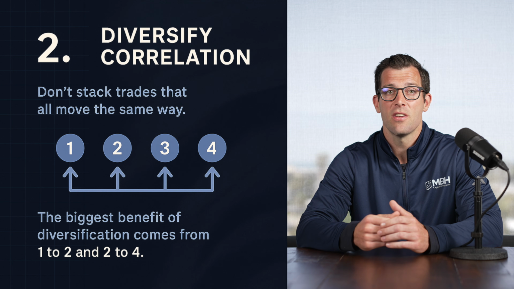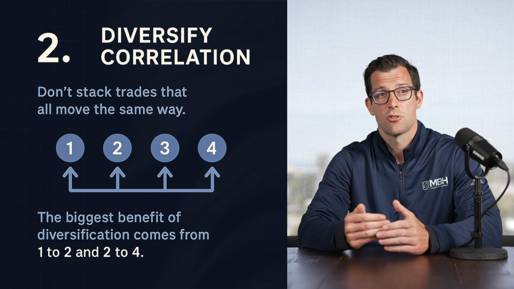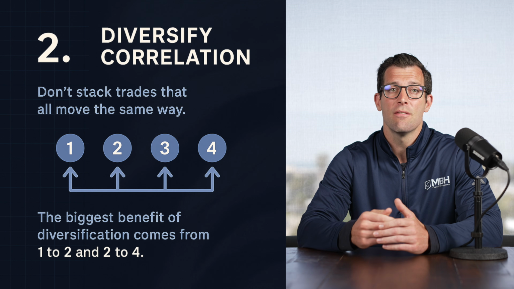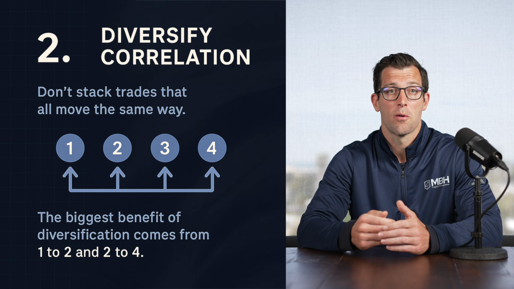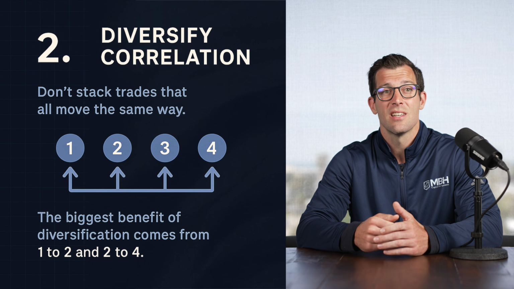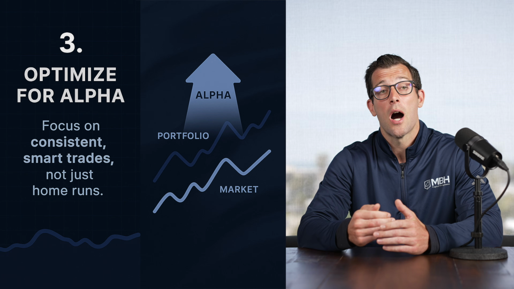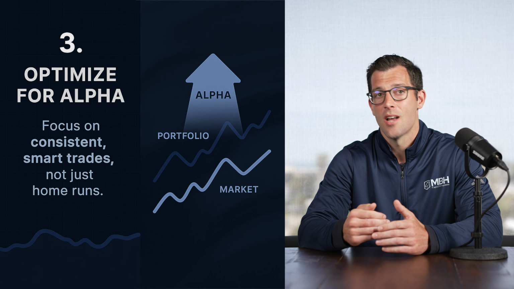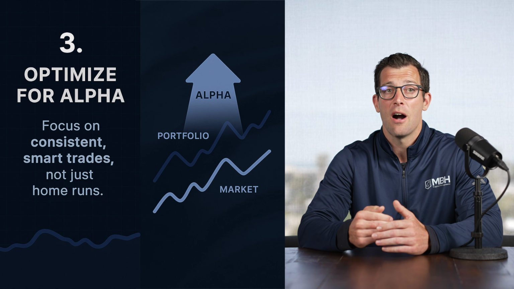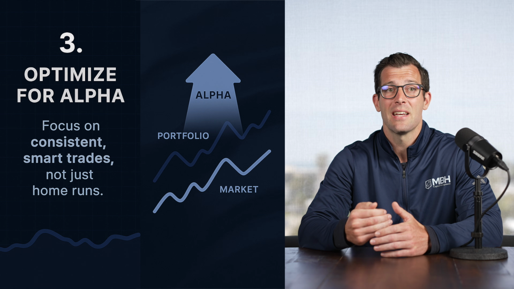The biggest benefit of diversification comes from 1 to 2 trades and 2 to 4 trades. By including inversely correlated trades, it can drastically reduce the correlation of your portfolio and buffer drawdowns, even if those trades only break even over time. 3, optimize for alpha. Focus on consistent smart trades, not just home runs. A lot of your alpha is generated by losing less on the worst market days and making more on the best.